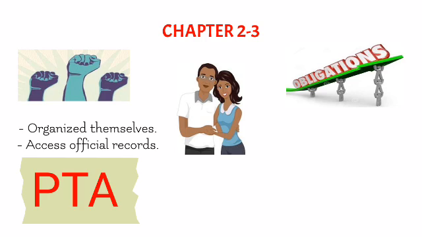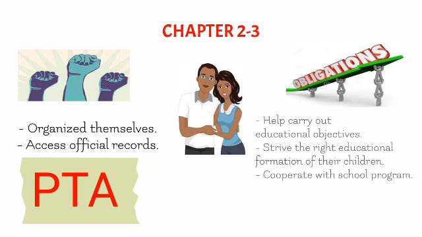Next, they have the right to access official records, especially relating to their children. And for their obligations, help carry out educational objectives. Number 2, strive for the right educational formation of their children. And also, they must cooperate with the school program.